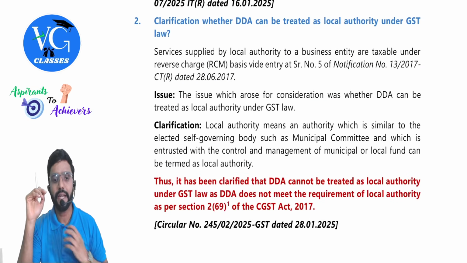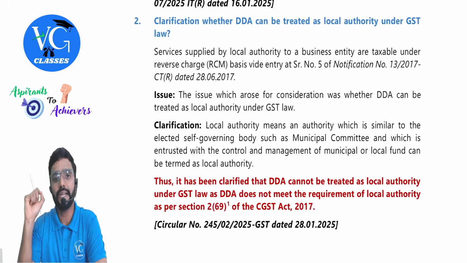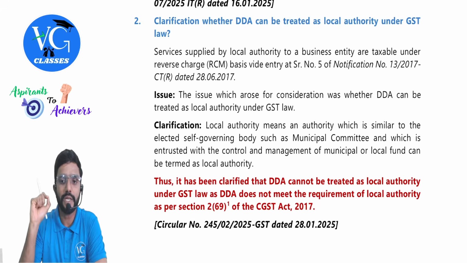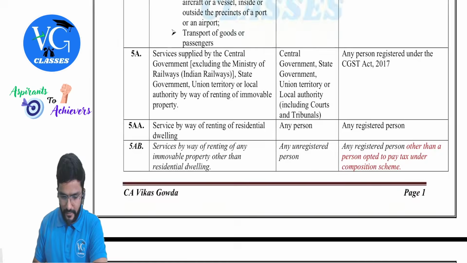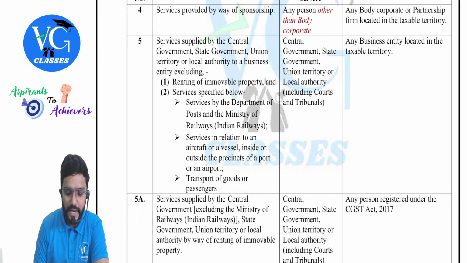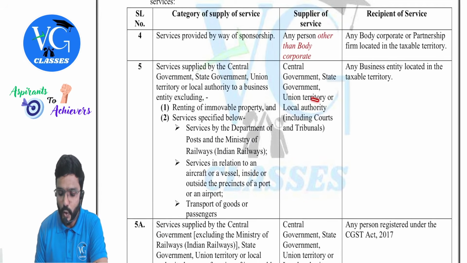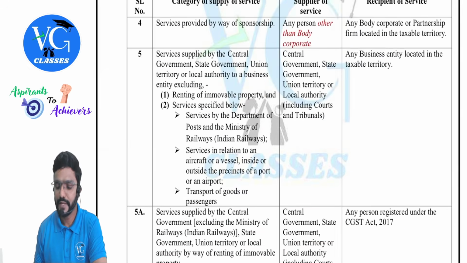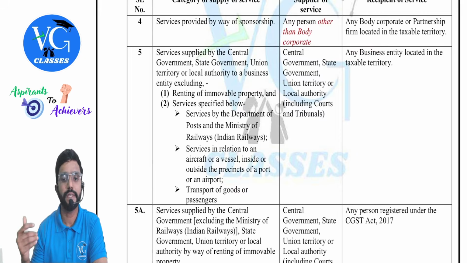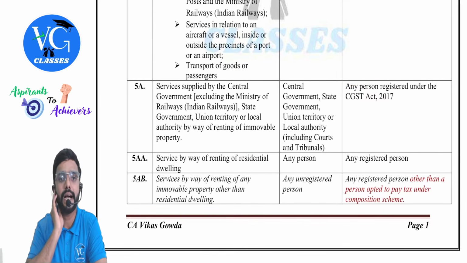Okay. Then there is a clarification. Clarification whether DDA, meaning Delhi Development Authority, can be treated as a local authority under GST law. This clarification is with respect to what I have just mentioned. You can see entry 5, 5A and all. What they are telling is, if the supplier is a local authority, then in this scenario, entry 5, if the recipient is a business entity, they will pay tax under RCM. Whereas here, if the recipient is a person registered under GST, they will pay tax under RCM.